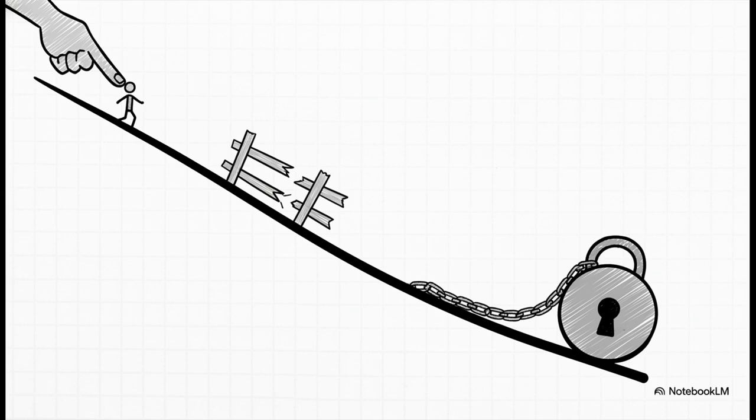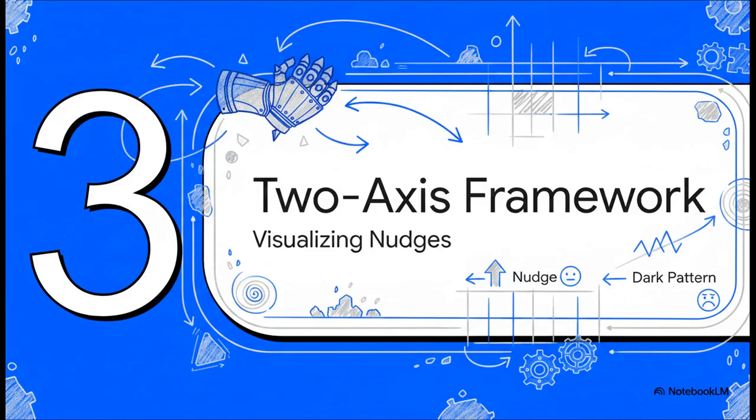We have to ask if the libertarian constraint, that promise to never actually take an option off the table, provides a true principled stopping point, or if it's really just a political boundary that's going to shift over time. Section 3. The two-axis framework. This is where things get really clear.